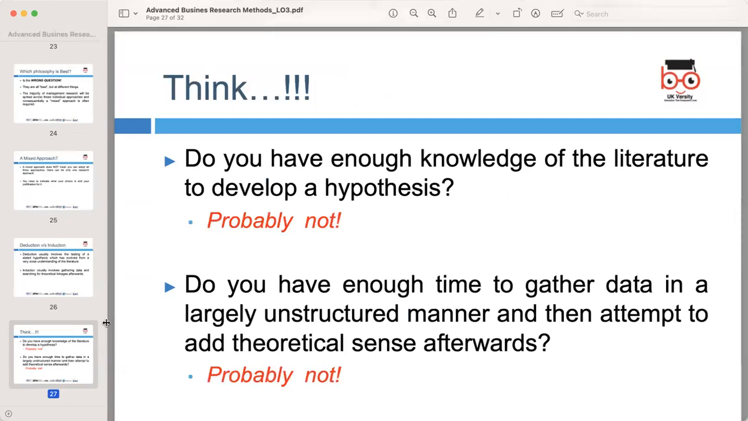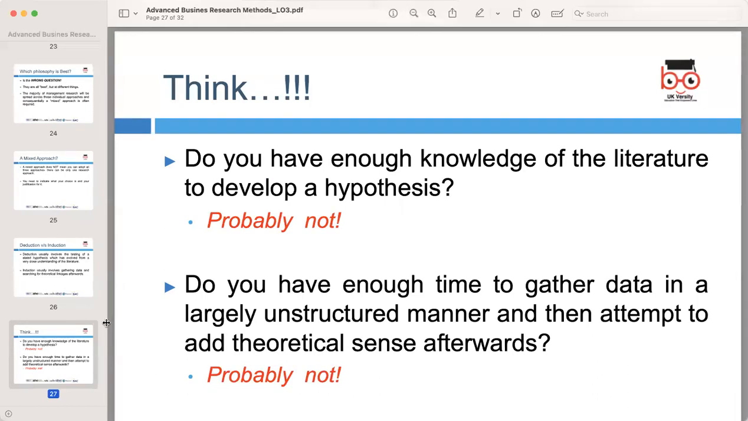Here, I think, do you have enough knowledge of the literature to develop a hypothesis? Probably not. Obviously, when it comes to developing a hypothesis, it is essential to have a solid understanding of the existing literature on the subject.